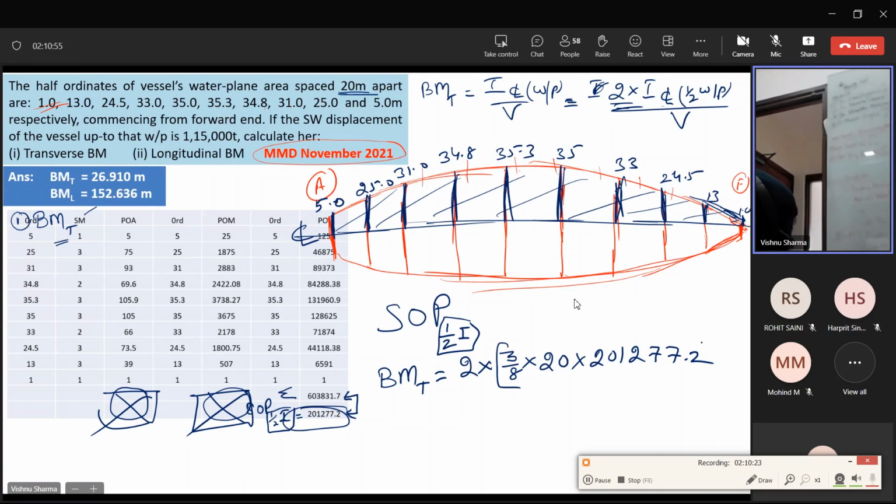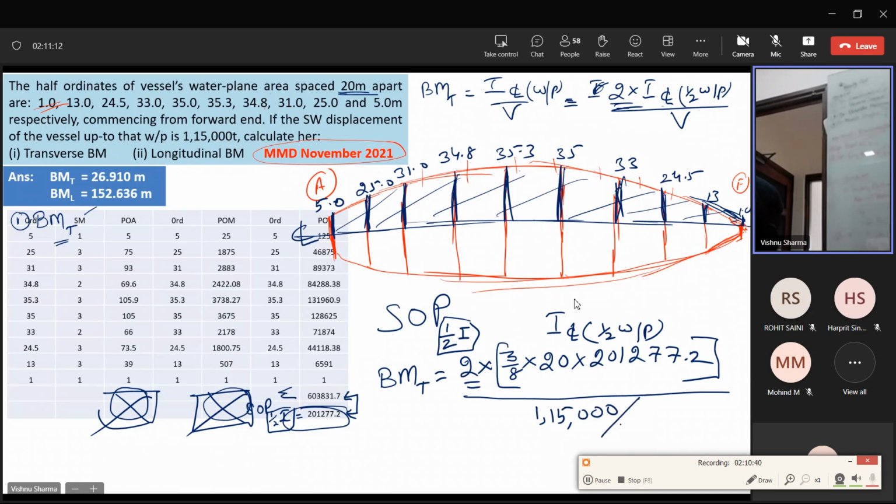I'm just putting a bracket here. This is ICL of the half water plane, and we multiply by 2 to make it full, divided by volume of displacement, 1,15,000 divided by 1.025. And this will give you an answer of 26.910 meters.